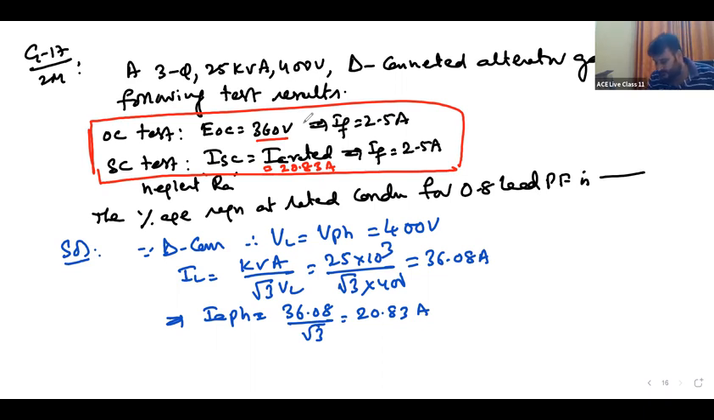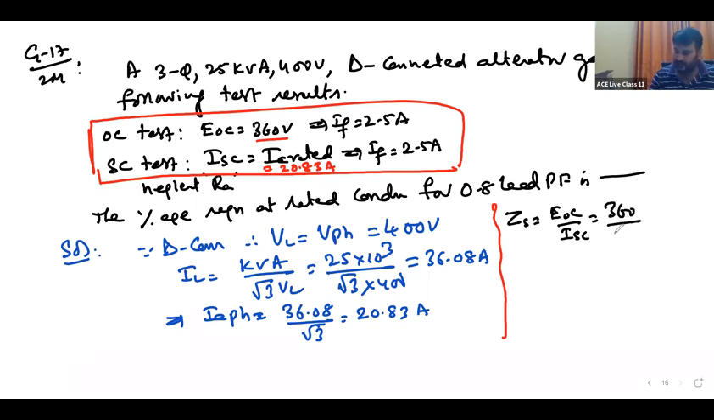Lastly, I am going to close in 1 minute. You need to calculate ZS. ZS is equal to EOC by ISC. Both are given for the same field current, so nothing to worry. That is 360 divided by 20.83, which is equal to 17.28 ohms per phase. Now calculate the E value.